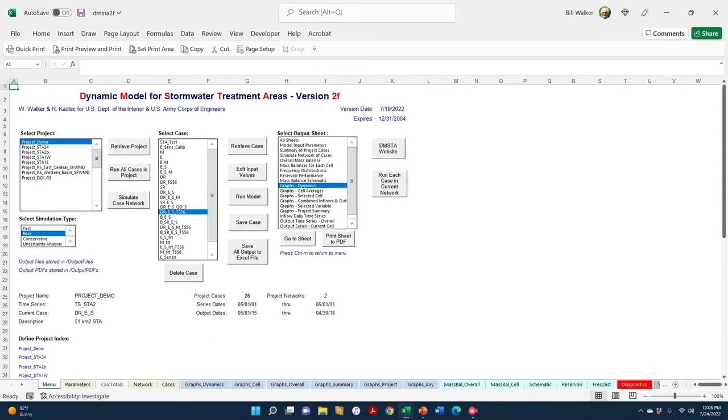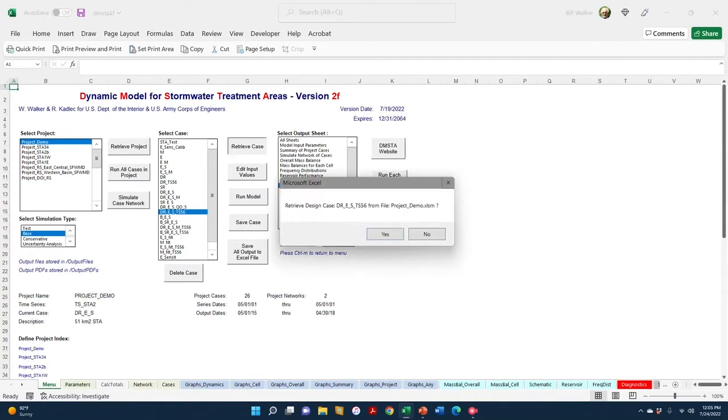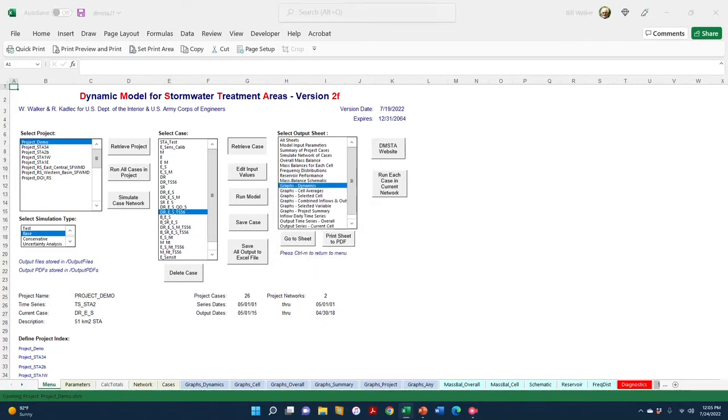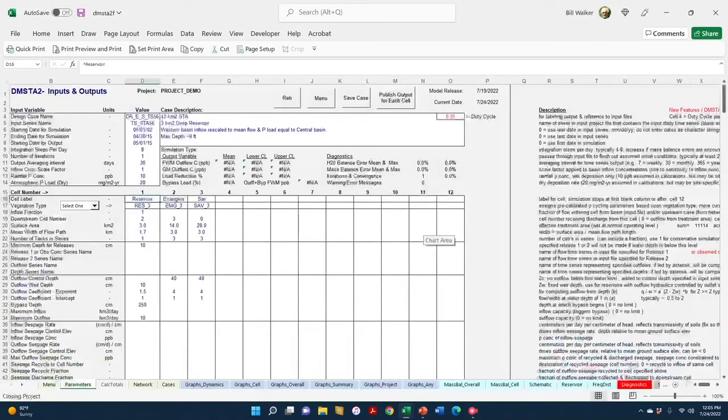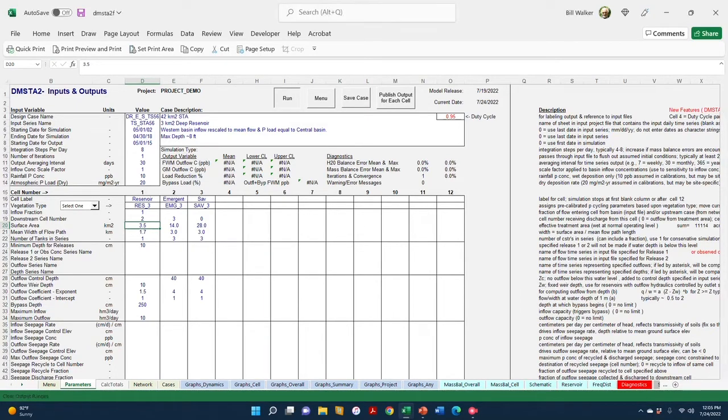Now I want to illustrate what happens if we change the inflow time series. Yes, to STA 5.6. I think that was 3.5 on the other one.